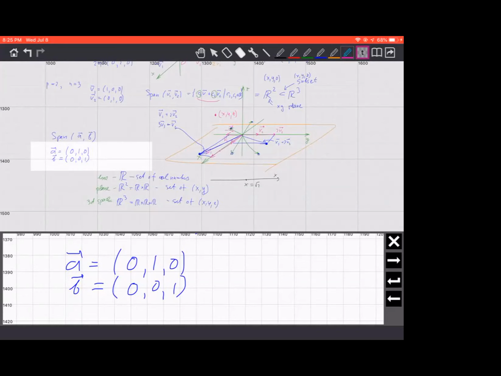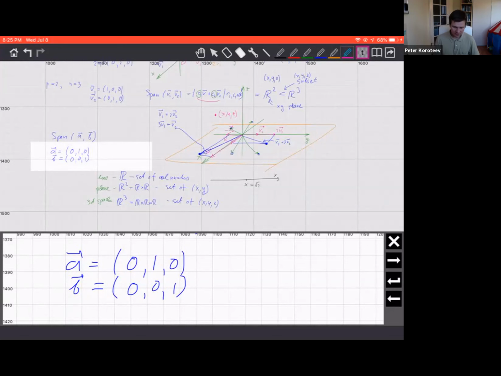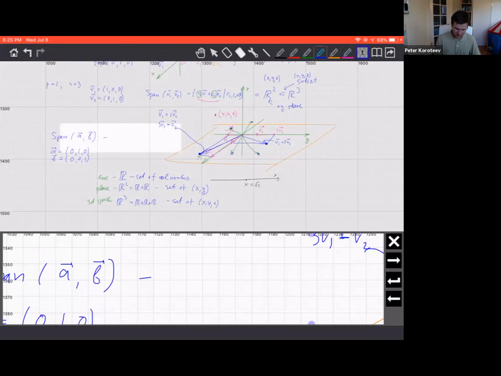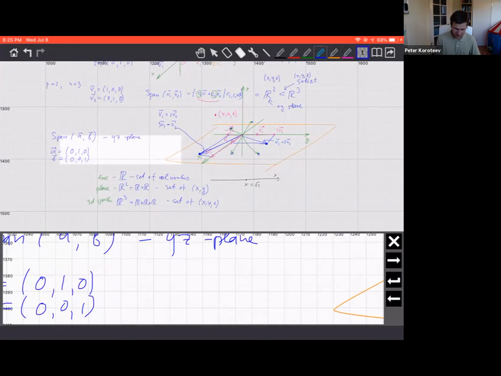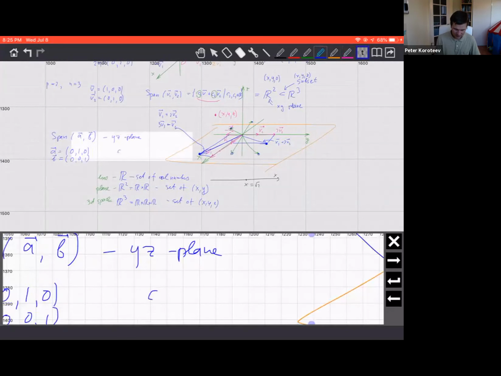It's a plane between y and z. Yes, that's right. So this is the YZ plane, because a set of linear combinations of these two vectors, say c1 a plus c2 b, will give you a point in the YZ plane. So if you have two vectors, then you'll get a plane. The span of these two vectors is a plane.